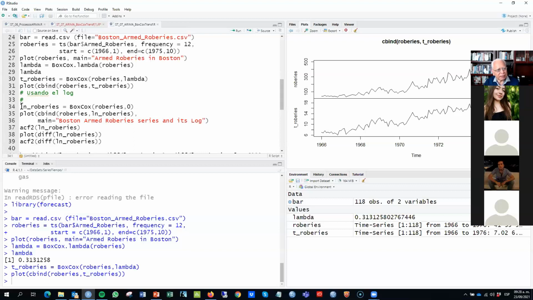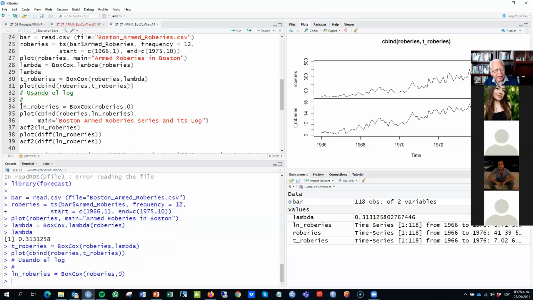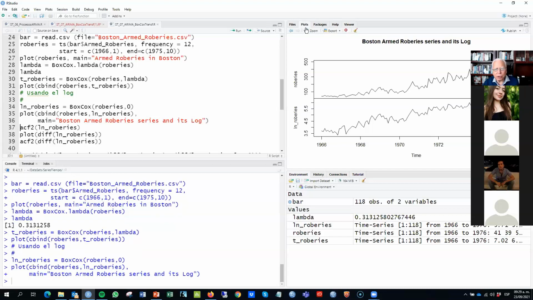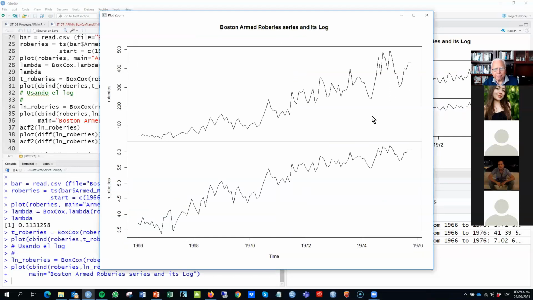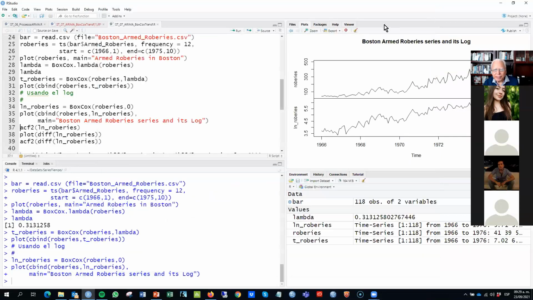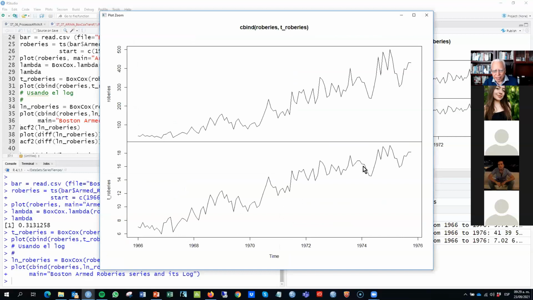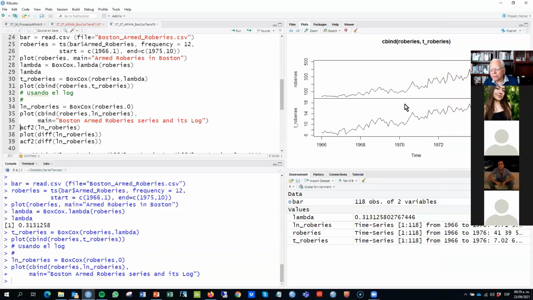So I compute the log of the robberies, and then I plot the robberies and the log of the robberies. So I'm taking Box-Cox, and then using 0, I could just take directly the natural logarithm of the robberies. Now I plot both, and if you look at the two charts, this one is with the log, and the previous one is with the optimal lambda, and there's practically no difference between the two charts. There's no visible difference there.